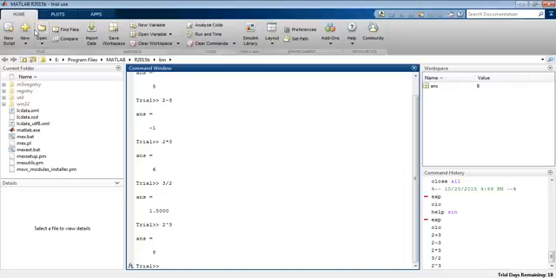Write these two expressions in MATLAB to understand order of operations. First write parentheses 2 plus 3 close parentheses times 5 and press enter. Your result is 25. Then write 2 plus 3 times 5 and press enter. The result is 17. You can see the difference between the results because the parentheses control the order of operations.